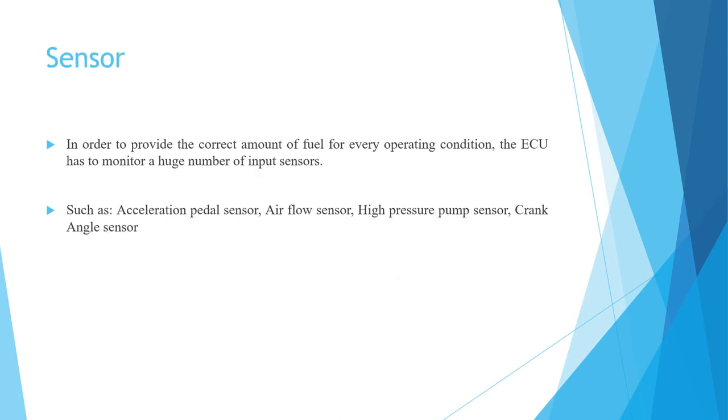Next is the sensor. In order to provide the correct amount of fuel for every operating condition, the ECU has to monitor a huge number of input sensors, such as the acceleration pedal sensor, airflow sensor, high pressure pump sensor, crank angle sensor, etc. So these are the various types of sensors which are used.